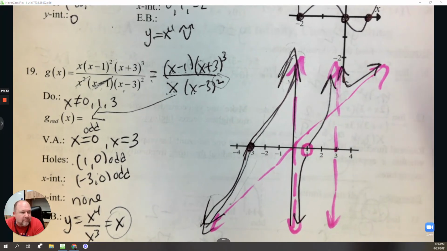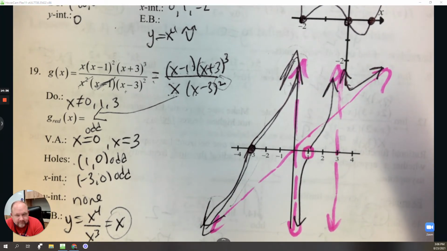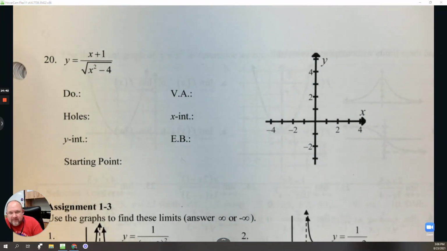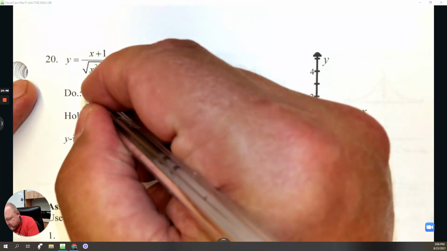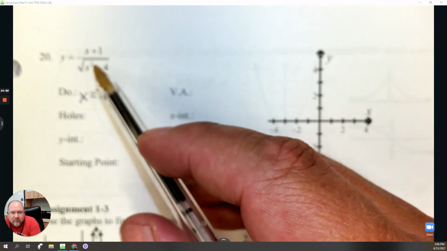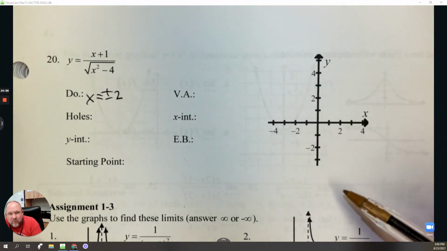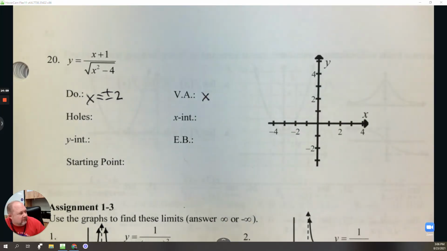Putting all the pieces together and drawing your graph. Number 20. Last one for the lesson. Domain, if I look at the denominator, what values for x make it 0 on the bottom? And you can see it's positive and negative 2. That makes it 0 in the denominator. What are the vertical asymptotes? Those are vertical asymptotes, positive and negative 2.